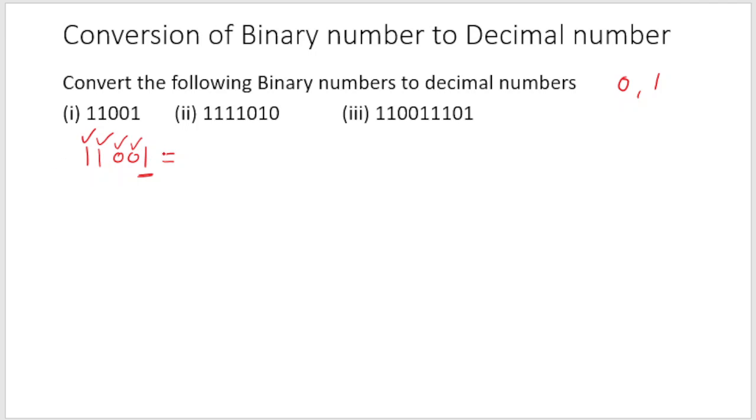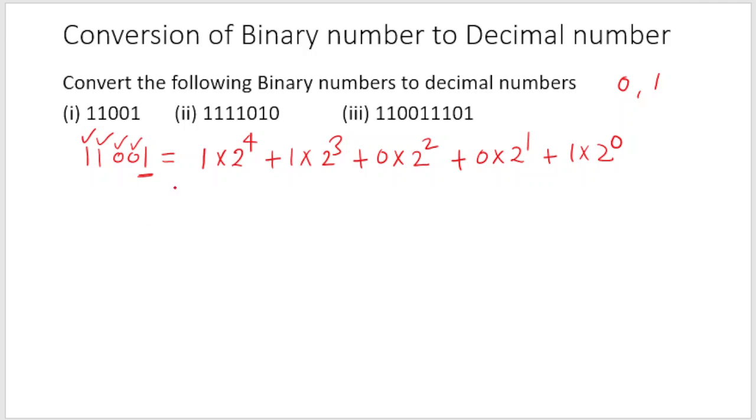So for our convenience, what I can do, we can count. So we have 1, 2, 3, 4, 5. So total 5 digits are there. So the digit in the extreme left, that is 1, will be multiplied by 2 to the power 1 less than 5, that is 4. And then again 1 multiplied by 2 to the power 3, and then 0 multiplied by 2 to the power 2, plus 0 multiplied by 2 to the power 1, and plus 1 multiplied by 2 to the power 0. So that is equal to what?